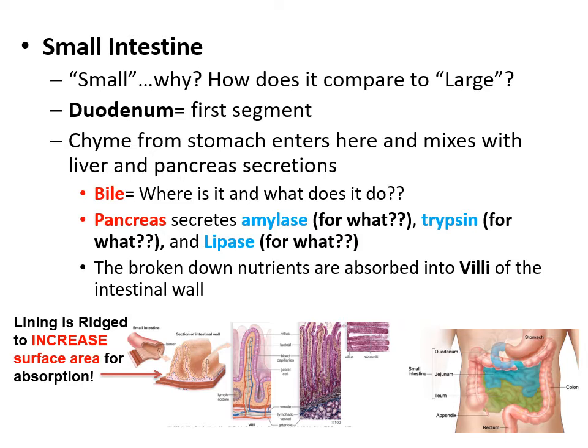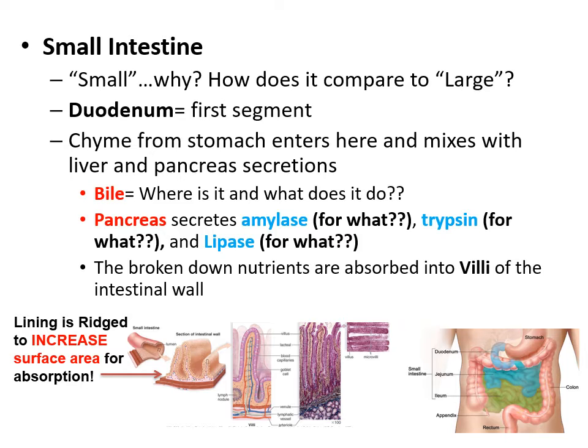The chyme from the stomach enters at the duodenum, and it mixes with liver and pancreatic secretions. And there's quite a few secretions that I want you to know what they're doing. So first up, you have bile. And bile is made in the liver and then stored in the gallbladder. And what bile is important for here is what we call emulsification. Okay, emulsification is when bile breaks down fats.